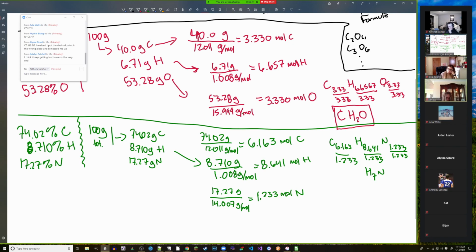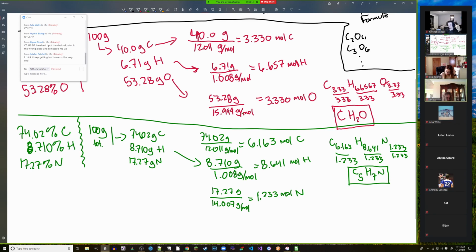Nitrogen obviously becomes a 1. And carbon, when I do that division, hold on, I need to scroll up to find that number. Divided by 1.233, I get 4.998. That's 5 if I round. So C5, H7, N1, I suppose, technically. That is our empirical formula.